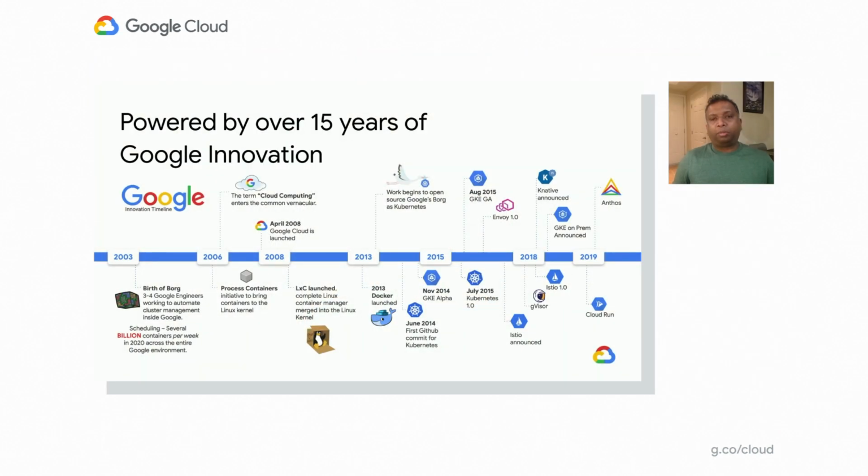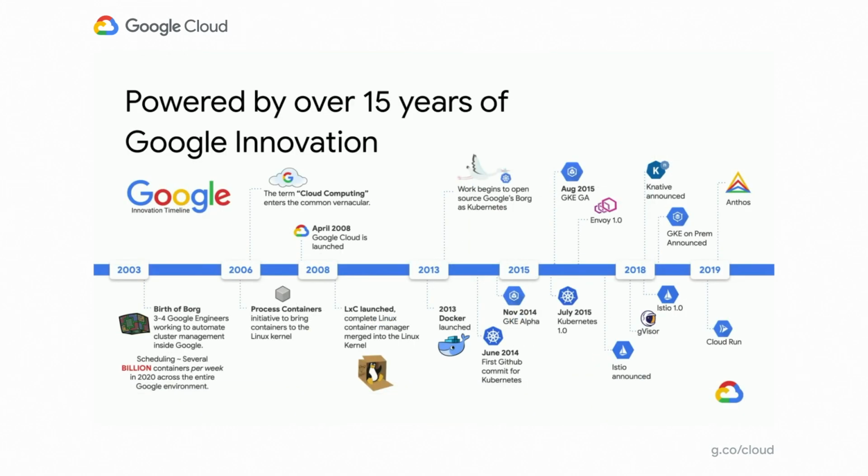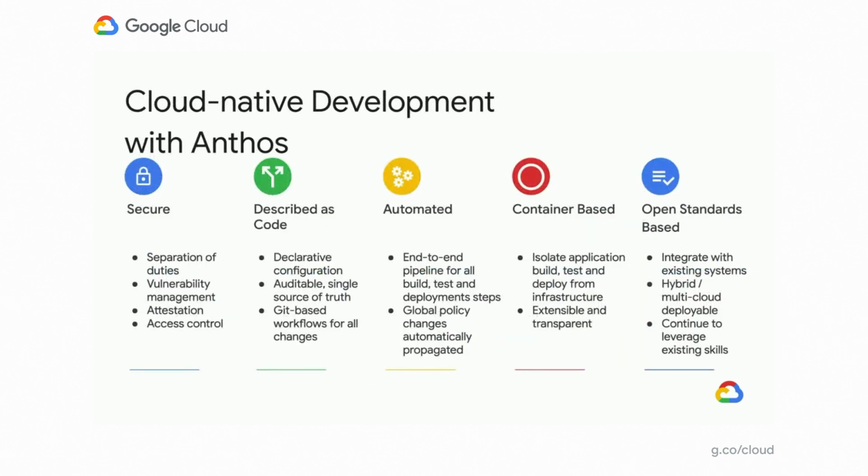So Anthos was a result of 15 years of Google's innovation in this area, right from 2003 when Google engineers created Borg, which again became open sourced as Kubernetes, all the way up to 2019 when Anthos was released. So let's see how Anthos enables cloud native development today.